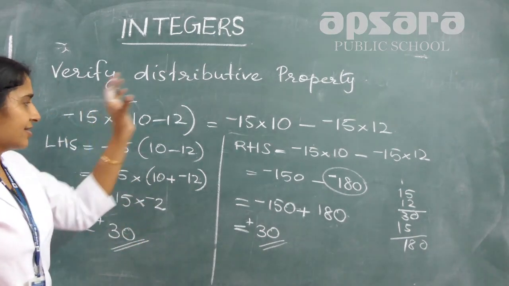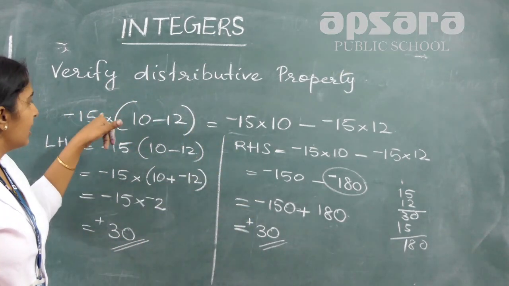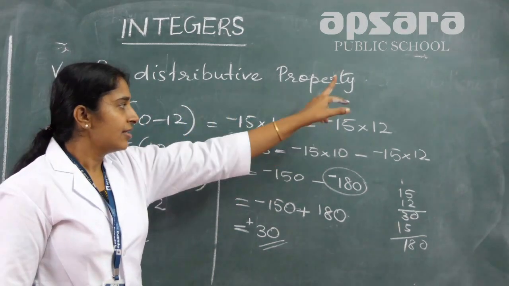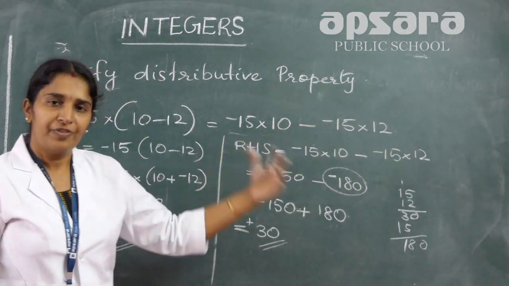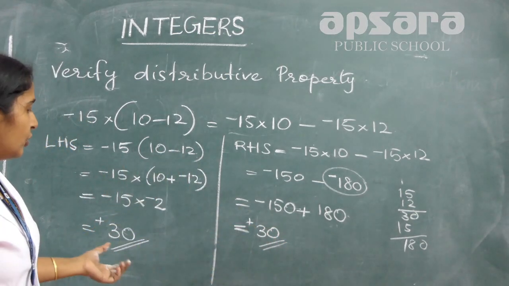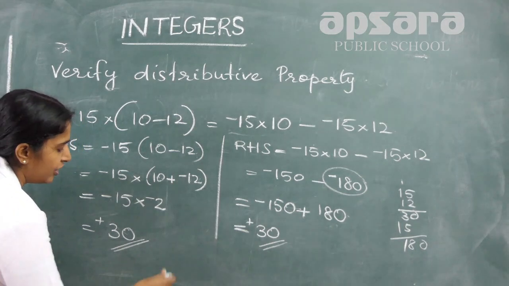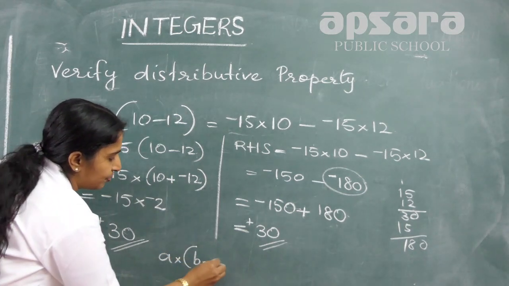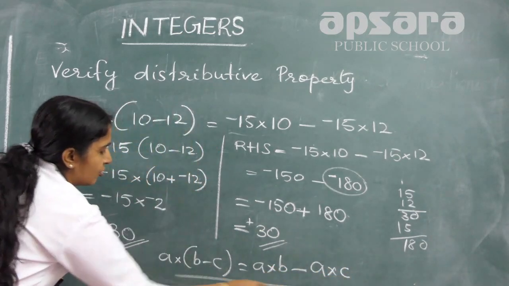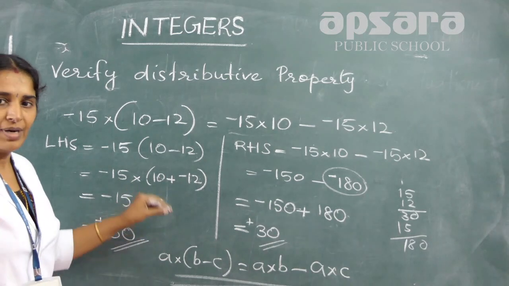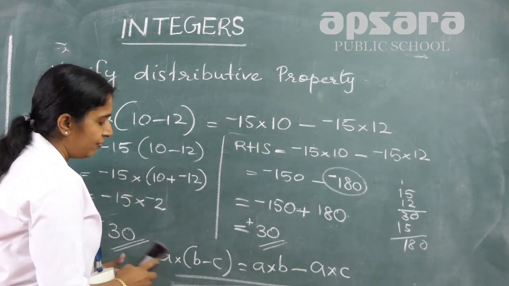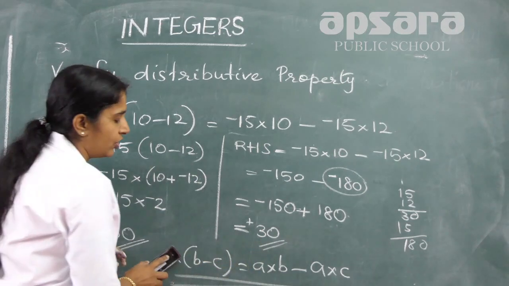That means LHS is equal to RHS, or minus 15 into 10 minus 12 is equal to minus 15 into 10 minus 15 into 12. Or if you take integers a, b, c, we can say that a into b minus c is equal to a into b minus a into c. So this is distributivity of multiplication over subtraction. Distributivity of multiplication over subtraction. Okay?